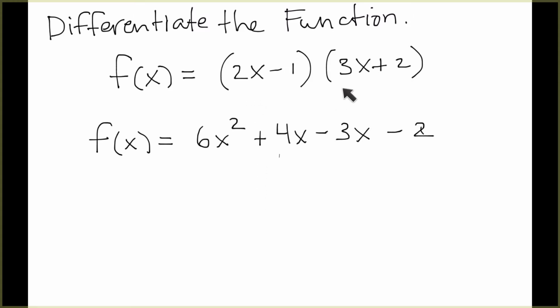this polynomial here. And so when you do that, you're going to have 2x times 3x. That's going to be 6x squared. And then 2x times 2 would give you this 4x here. And then I'm going to have negative 1 times 3x. That's going to give me negative 3x. And then I'll have negative 1 times 2 will give me a negative 2 right here.